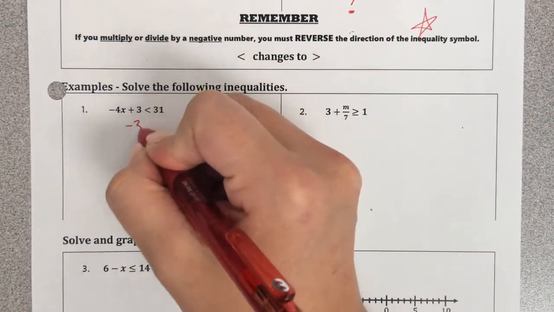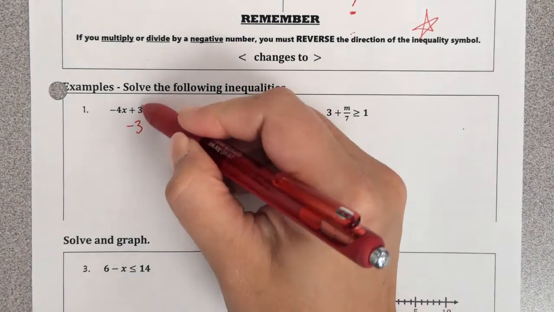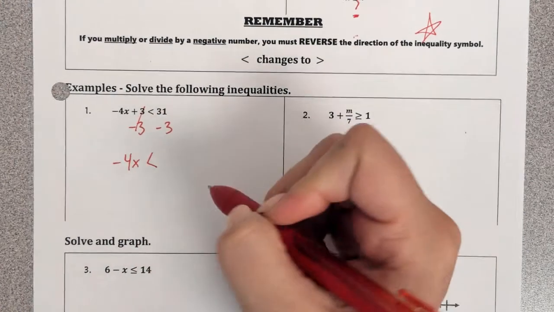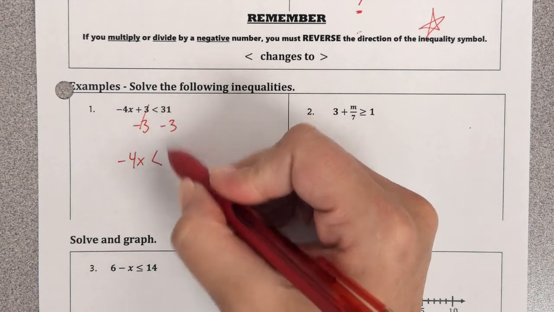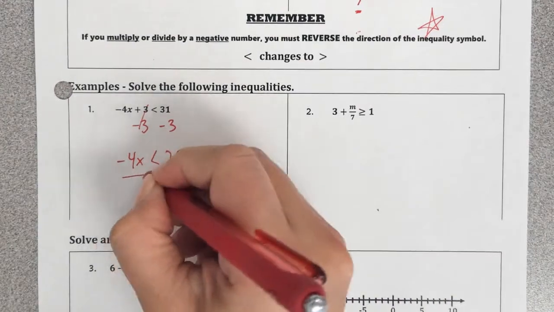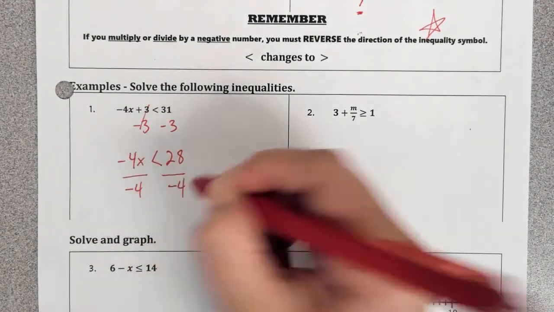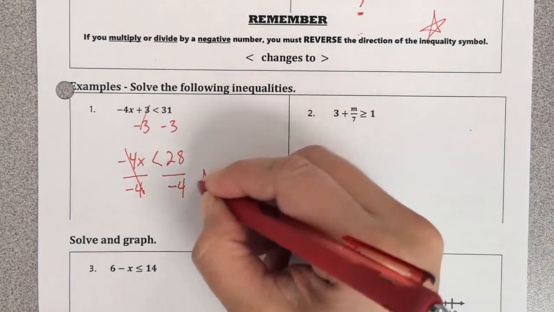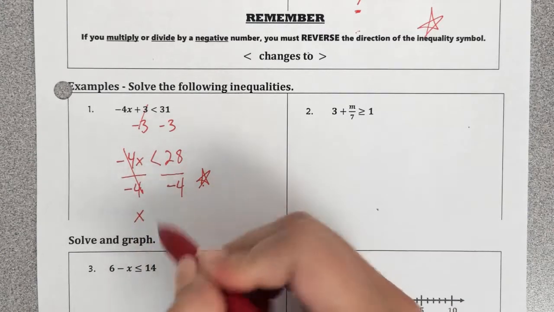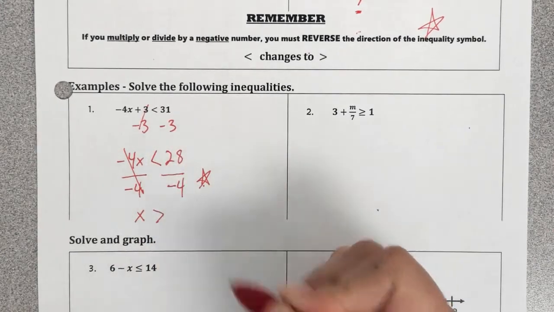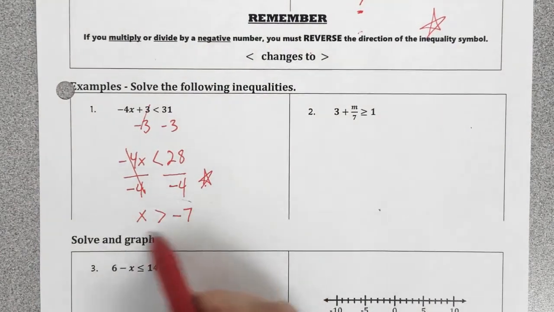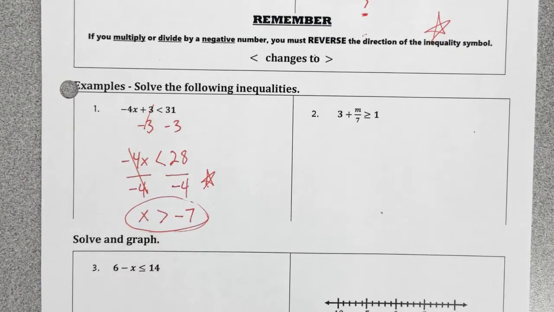The first thing I would do would be to subtract 3 from both sides here. So I would bring down negative 4x. I'm just subtracting, so no worries about whether I need to change anything. 31 minus 3 will get me 28. Next, I would divide by negative 4. Because I divided by a negative, I have to keep in mind that I have to reverse. So this x will now be by itself. Less than will become greater than. 28 divided by negative 4 will become negative 7. So that would be my solution by solving in that manner.